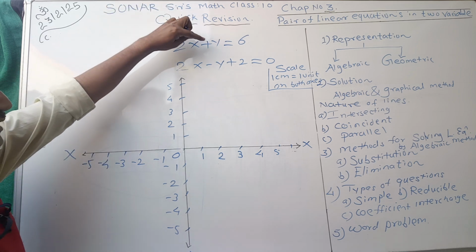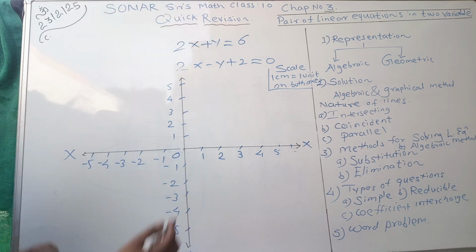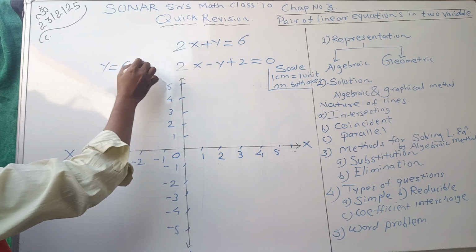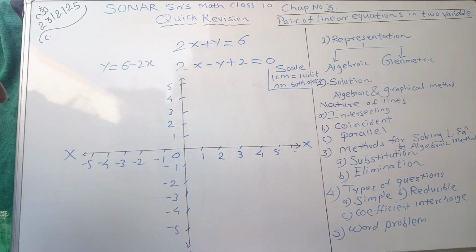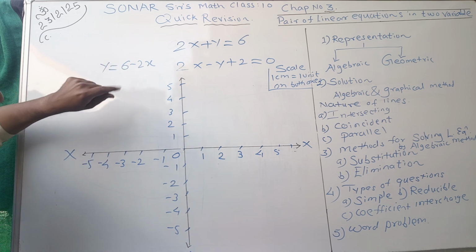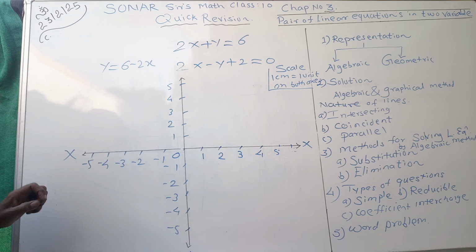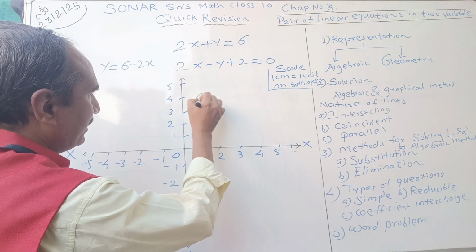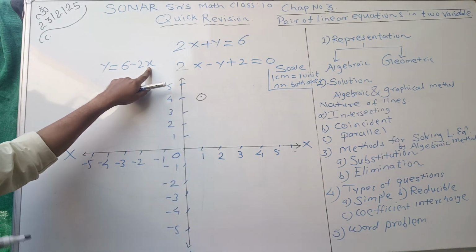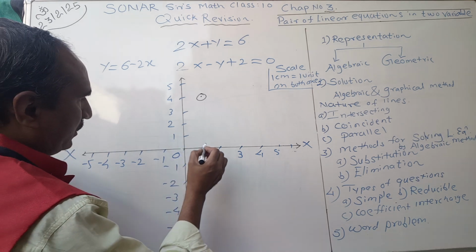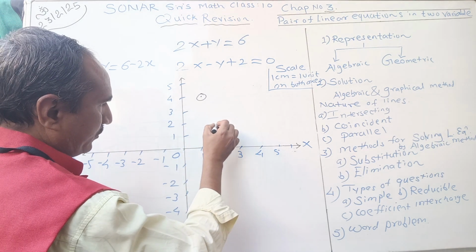So the equation was y equals 6 minus 2x. The first point that we have taken is x equals 1, so 2, 6 minus 2, 4. So the first point was (1, 4). Just locate the point (1, 4) here. Then for the second point, x equals 2, 2 twos are 4, 6 minus 4 is 2. So again (2, 2) is the second point.